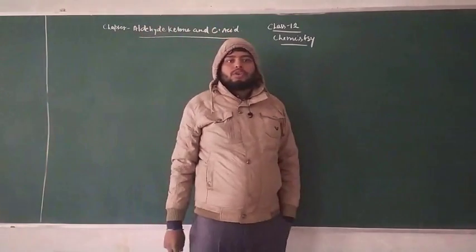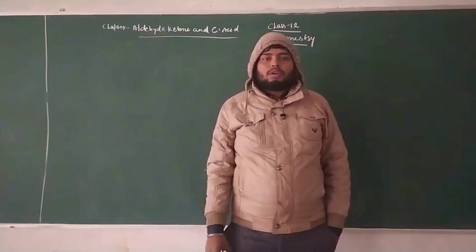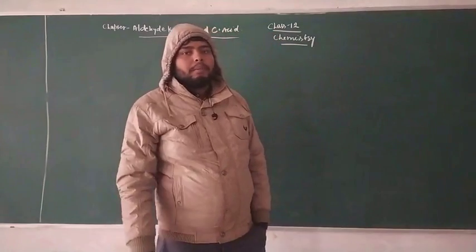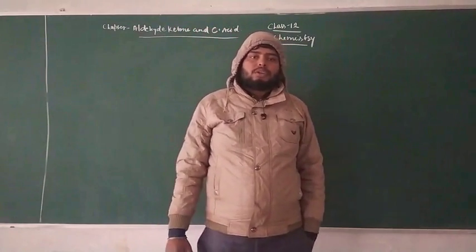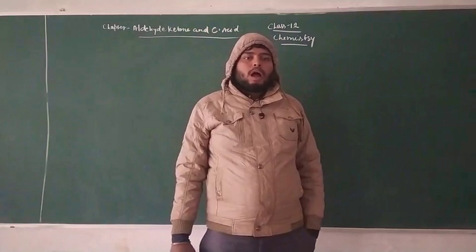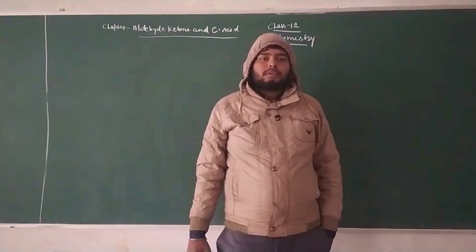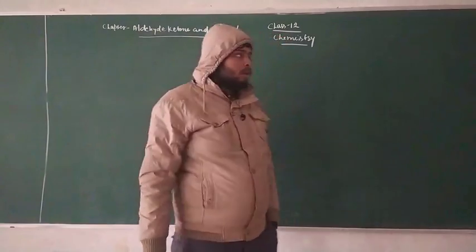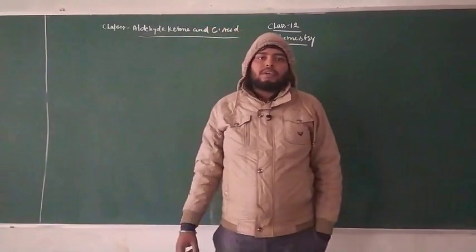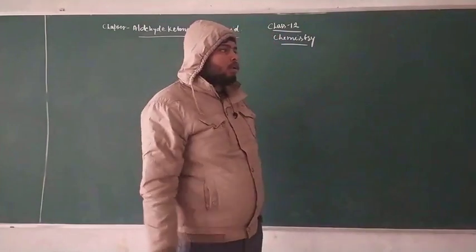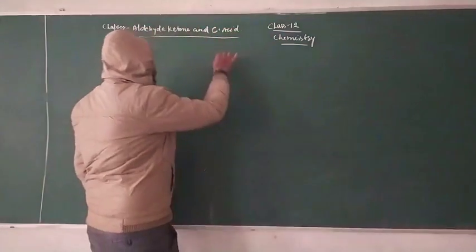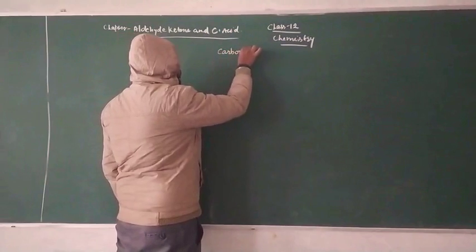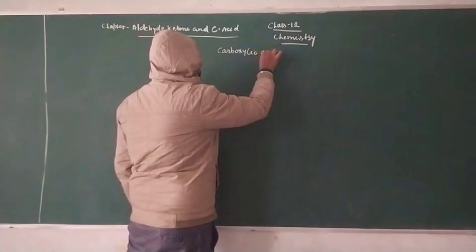In the previous concept, we discussed the concept of aldehyde and ketone. We discussed the preparation of aldehyde, how aldehydes are formed, and many of their properties. We also saw the concept of ketones. In this sequence, we have to know about the topic that is carboxylic acid.